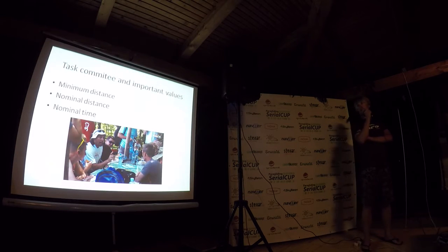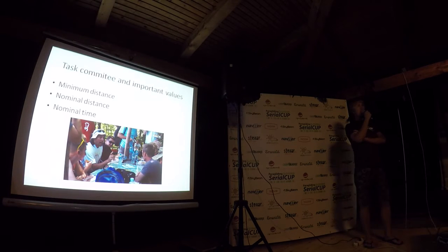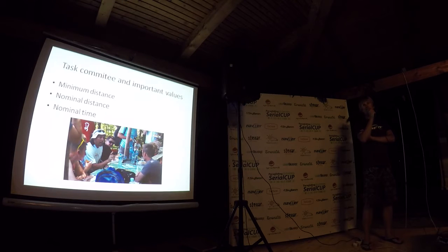What do we need to know before any of the tasks are set? So first of all, before the first task, the task committee together with the organization team choose 3 main parameters for the racing. The first one is minimum distance. I think here it's 7 kilometers. So every person who flies less than the minimum distance will get the same amount of points. Normally it's not that much. And also it's very important to say sometimes whether the task will be valid or not, because if a certain amount of people don't reach the minimum distance, then normally the task is not valid.